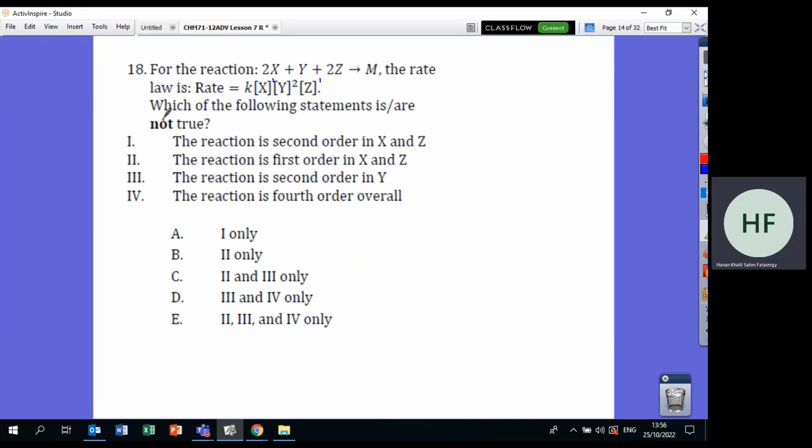Okay, be careful. We have to choose the statements that are not true. The reaction is second order in X and Z. Of course this is wrong because it's first order. The reaction is first order in X and Z, correct. The reaction is second order in Y, correct. The reaction is fourth order overall, of course correct, because 1 plus 2 plus 1 equals 4. Now which one is wrong? One only.